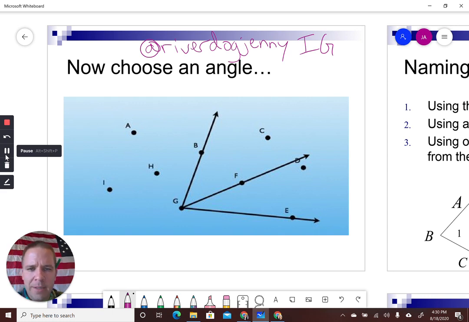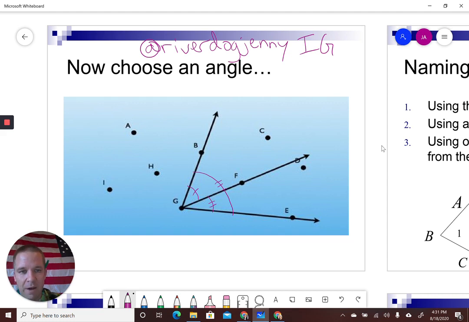Alrighty, let's hop back to it. Had a brief interruption there. So now we want to choose an angle. Like if you said angle G, I wouldn't know what you're talking about. Are you talking about this one here? Are you talking about this one over here? Or this whole big one right here? I don't know. So we have to be very specific in these situations.